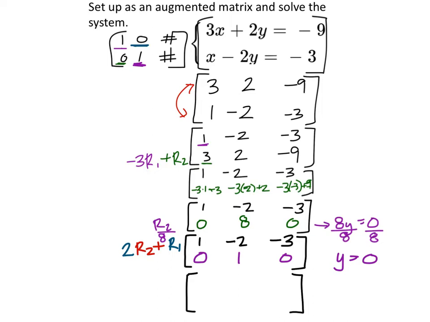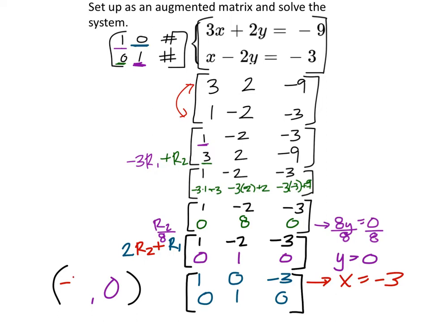0 times 2 plus 1 is 1. 2 times 1 plus negative 2 is 0. That's what we wanted. And then 2 times 0 plus negative 3 is still negative 3. We had that last row, 0, 1, 0. And that's it. That's reduced row echelon form, which gives us the answer. Right? We already see that y is 0. But now this top row tells us that x is negative 3. So there's my answer as an ordered pair.